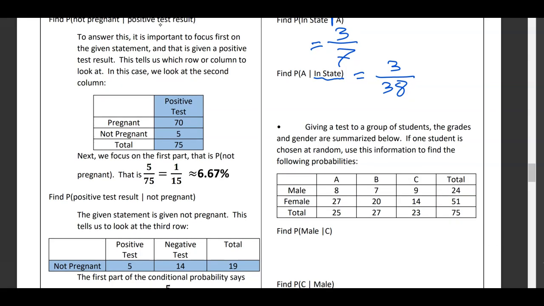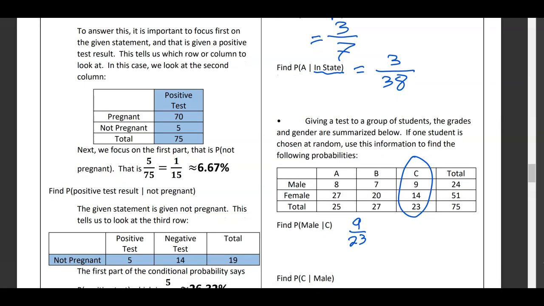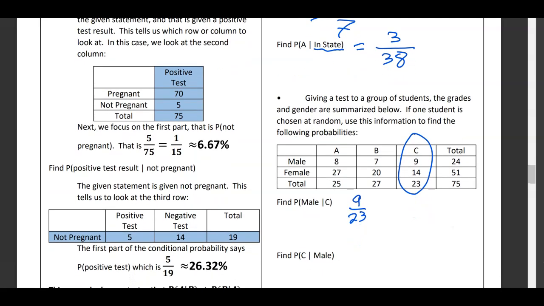Next one, probability that you're male, that you got a C, so you're stuck here. You got a C, males, 9 out of 23. That's different from what's the probability of getting a C if you're male. Now, you're male, you're stuck here. Probability you got a C, 9 out of 24. It's a little bit different. You cannot reverse the order of the conditional probabilities because they're different values.